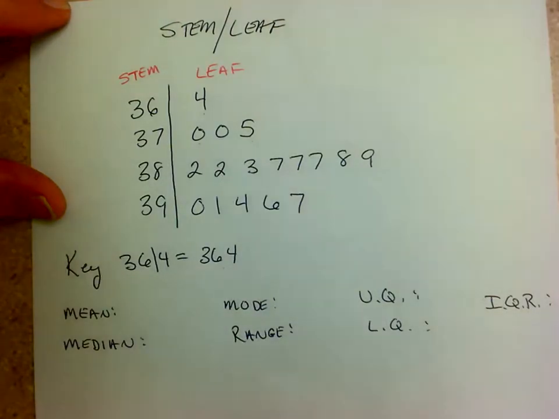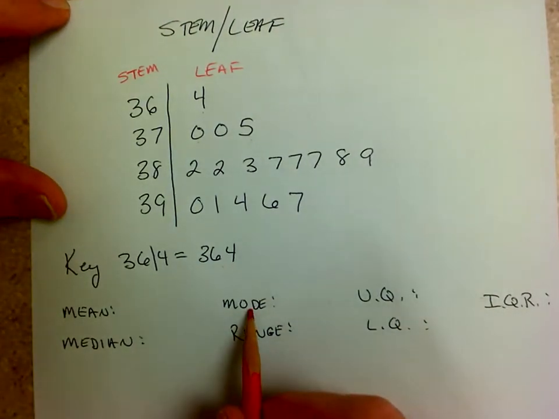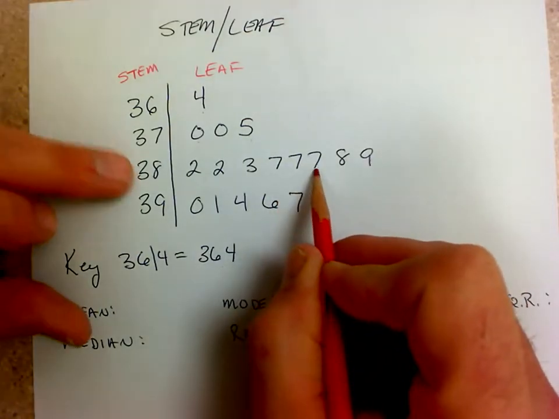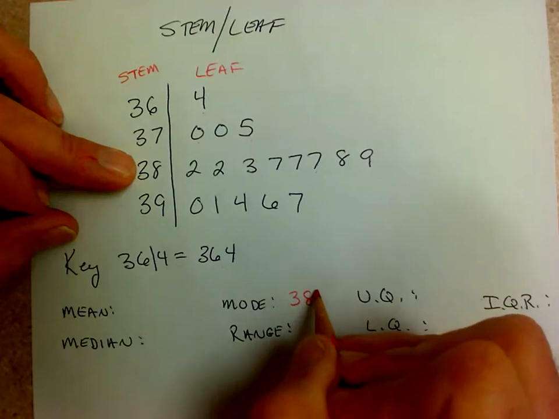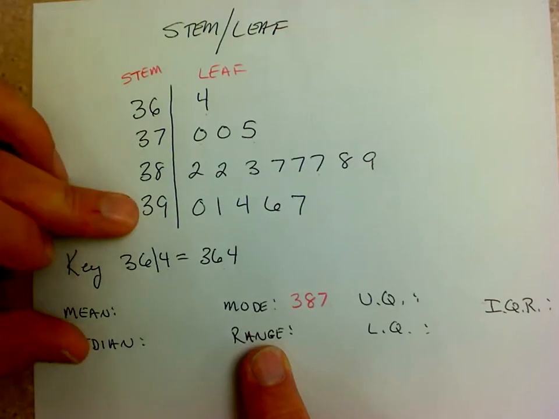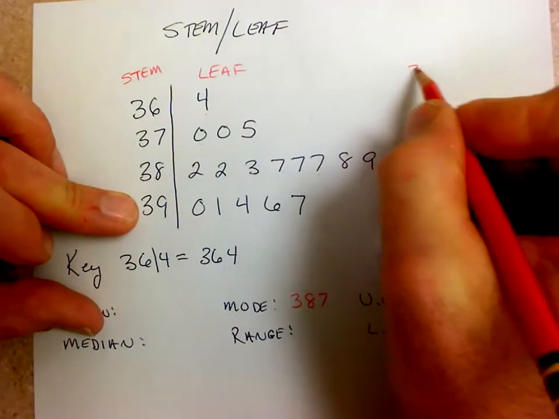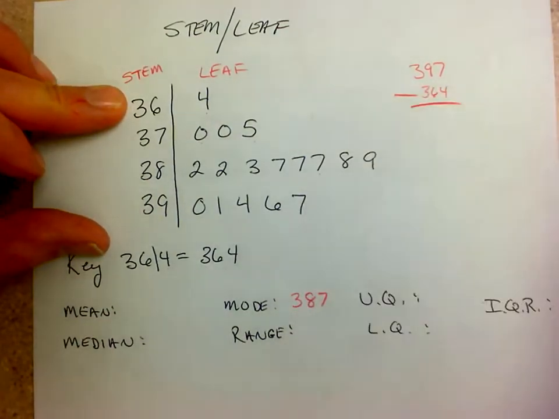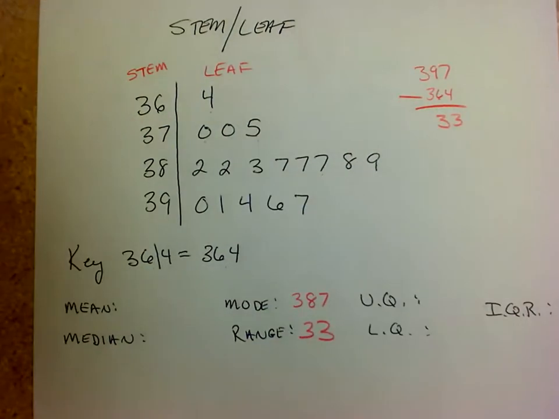So again, all the definitions are the same. The mode would be the value we see the most, which would be these 3 7s, so that stands for 387. Our range, same definition, max minus min. Our biggest number in this set is 397, and our smallest number is 364. So we have a range of 33. Those are the two spot checks that we can make.